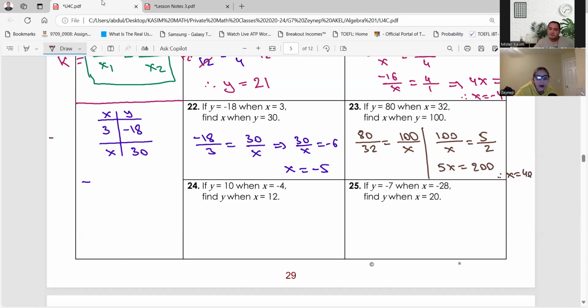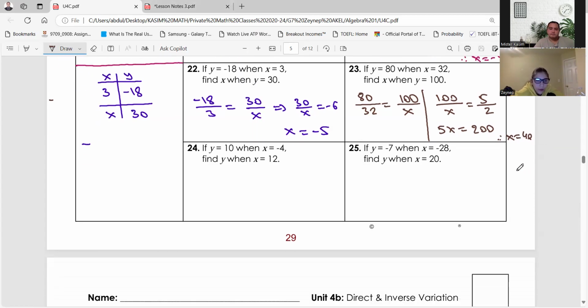Do question 24, Zeynep. If y equals 10 when x equals -4, find y when x equals 12. So 10 over -4 equals y over 12. y is at the top, right? Yes, y over 12.